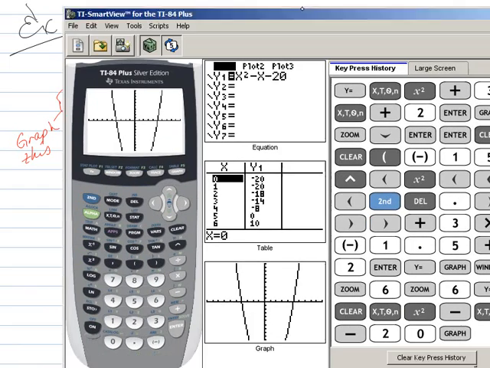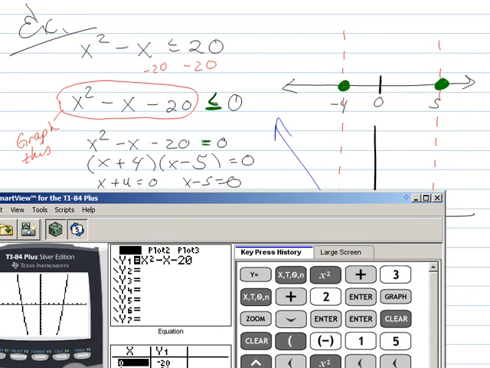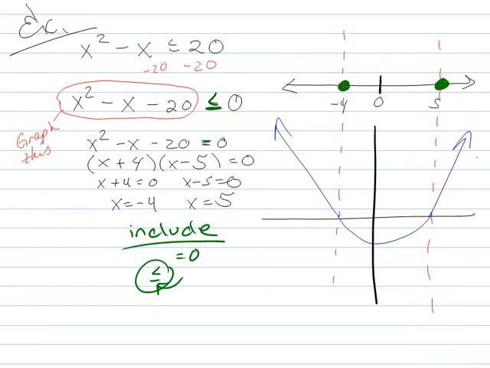And on the right section, the far right section, I've got another arm going up. Now what I'm looking for in my solution is, again, where is it less than or equal to 0? So am I looking for above the line or below the line? Below, right? Because less than means below the line.